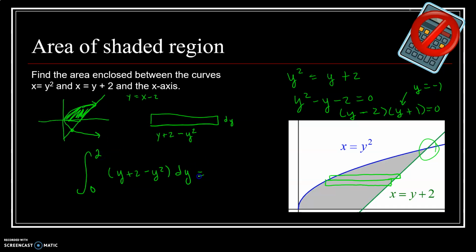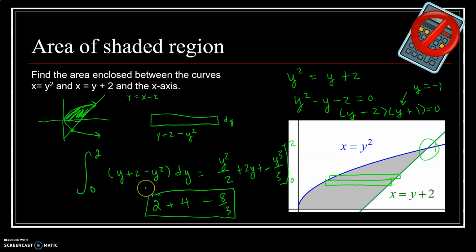And then we would do antiderivatives. Oops, minus y cubed over 3. And we do that integral from 0 to 2. So 4 halves, which is 2, plus 4 minus 8 thirds. And I'm not going to go any further than that because I can always just let the arithmetic go.